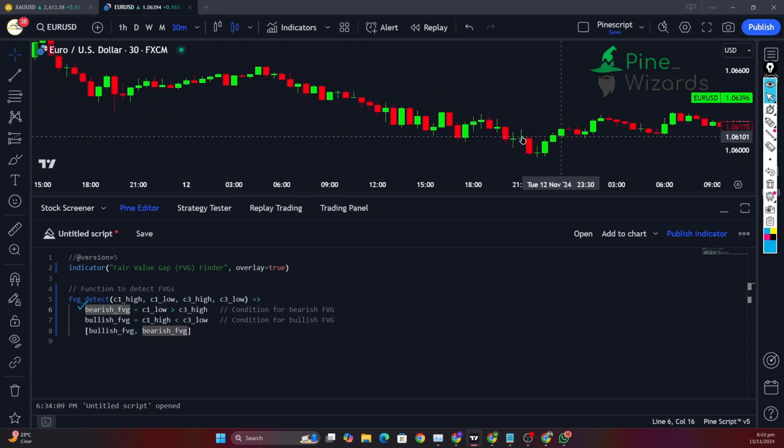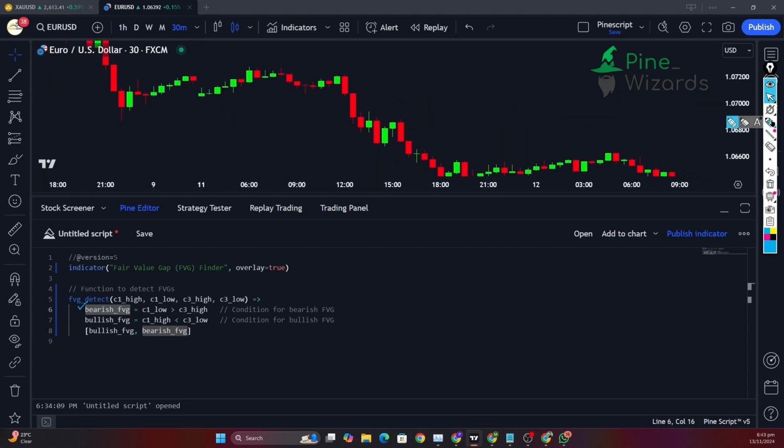Let's first find a scenario of a bearish fair value gap. Here we can see that this bearish fair value gap is happening, and in this we have 3 candles involved. This one here will be the first candle, or candle 1, this will be candle 2, and this is candle 3. What we want to find out is, it's a bearish fair value gap if the candle 1 low is greater than the candle 3 high, which is this candle here. So this gap between the candle 1 low and candle 3 high is actually the bearish fair value gap.